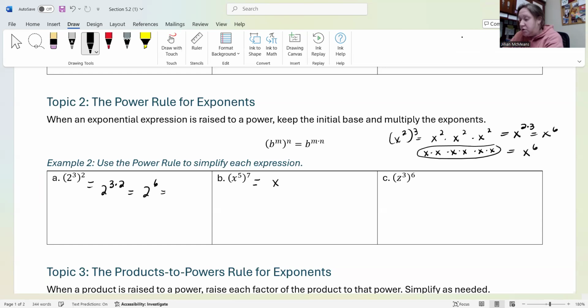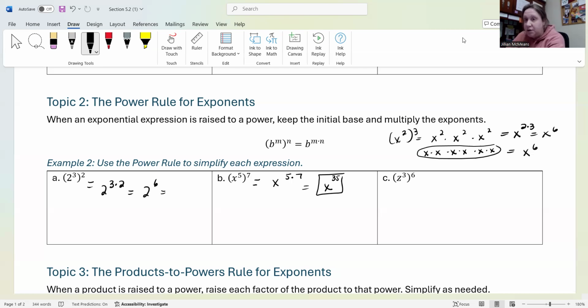So we're going to keep the initial base, take the exponents, and multiply them. So we just get x to the 35th power. What's really happening is we have x to the 5th 7 times, which is 5 x's 7 different times, which does end up being 35 x's, but I wouldn't want to have to write that out. So using the product rule or the power rule, either of them, they just save us some time.